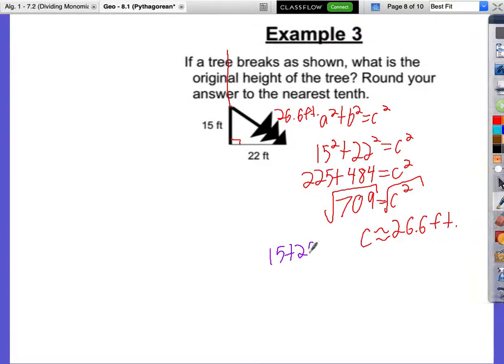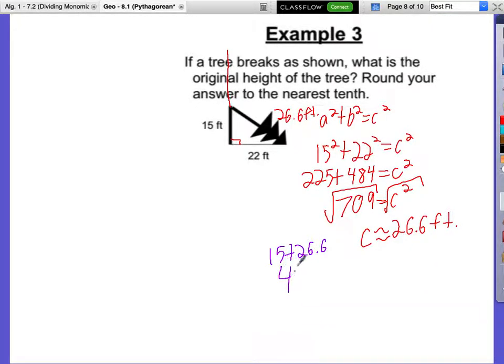So you take 15 plus 26.6. Be careful what the question is asking, to get 41.6 feet as your original height of the tree to the nearest 10.